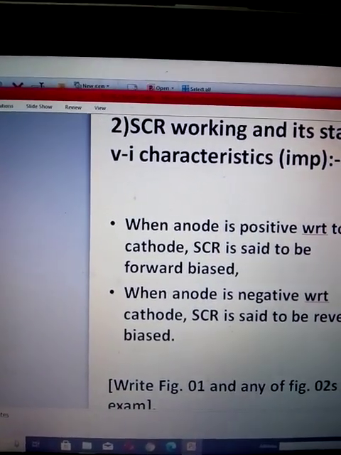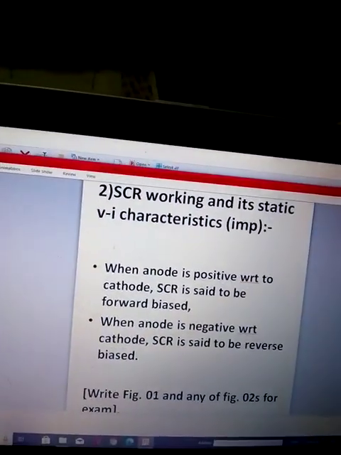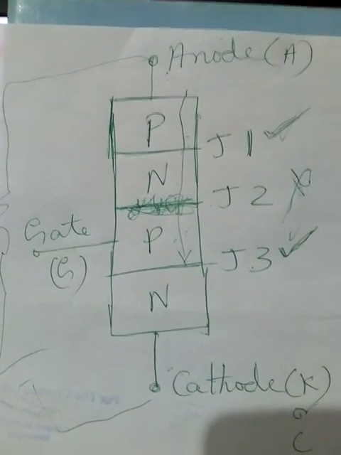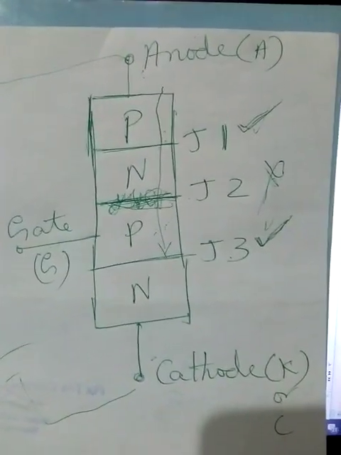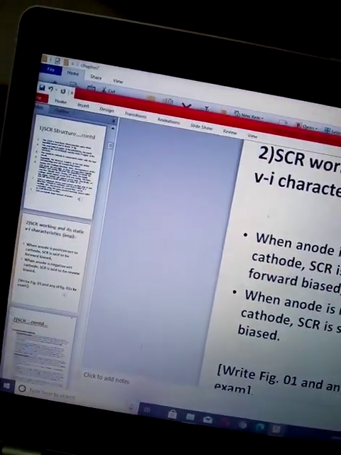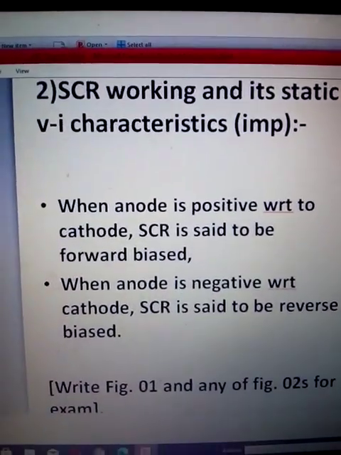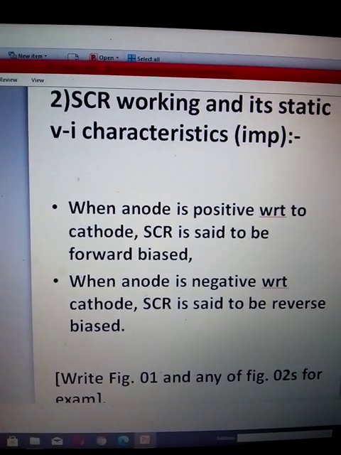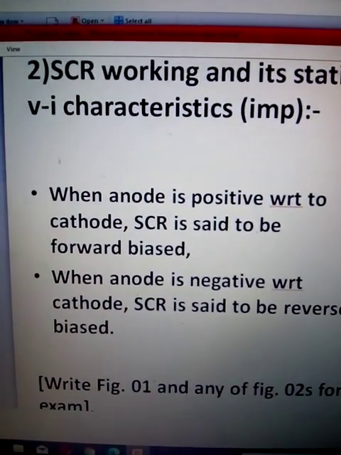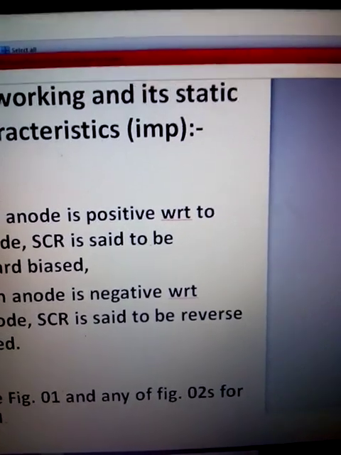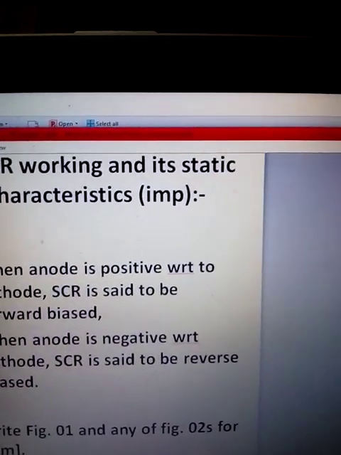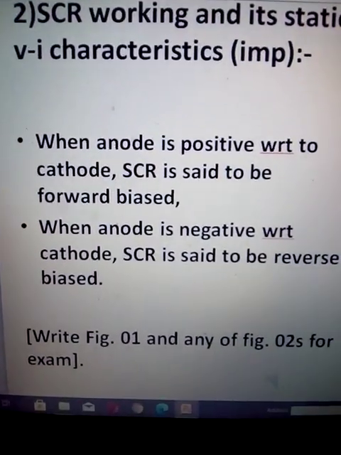We have seen the structure of SCR, that is alternate PN layers, like this: PN. Now when anode is made positive with respect to cathode, SCR is said to be forward biased. When anode is made negative with respect to cathode, SCR is said to be reverse biased.